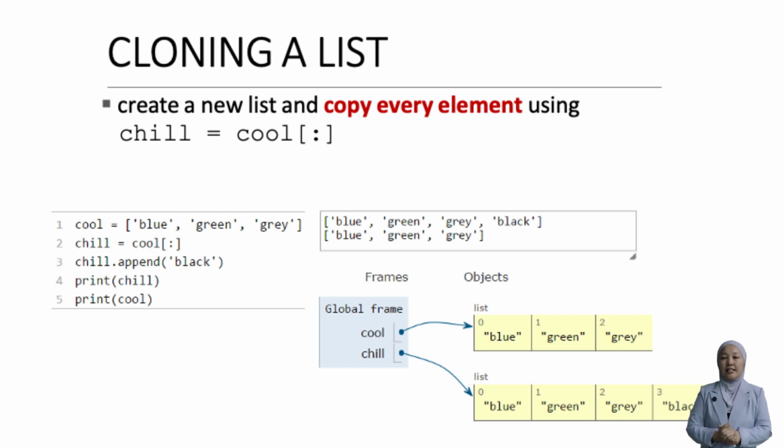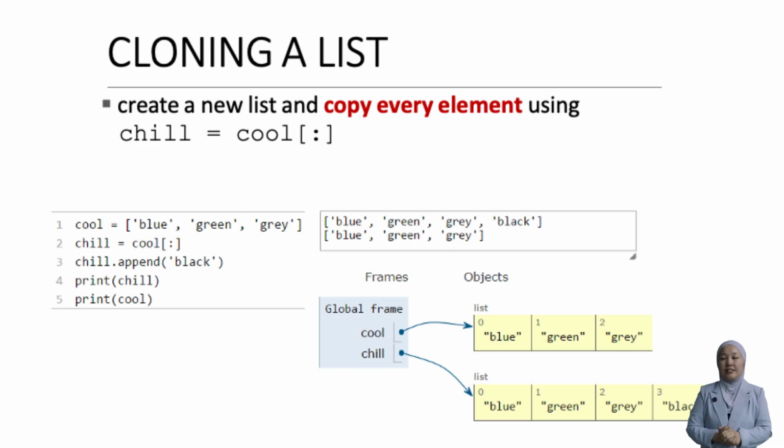To avoid unintended side effects, you often need a clone, a true copy of the list. The simplest way is using a slice: chill = cool[:]. The slice means from start to end, creating a new list with the same elements. Now, chill and cool point to different list objects in memory. Appending to chill does not affect cool. In the example, chill.append(black) adds to chill, but cool remains blue, green, gray. Cloning is essential when you want to preserve the original data while manipulating a copy.